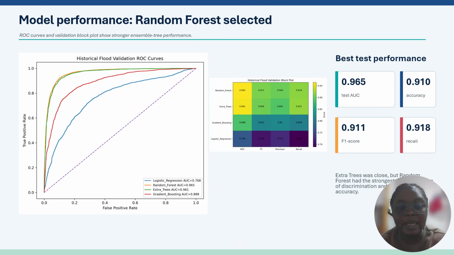Even though random forest demonstrated the strongest performance, we still had extra trees producing a competitive result. Random forest offered the best balance between discrimination ability and class-level accuracy, which made it the preferred model for further analysis in this study area.